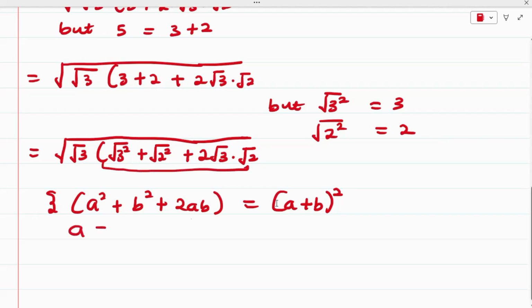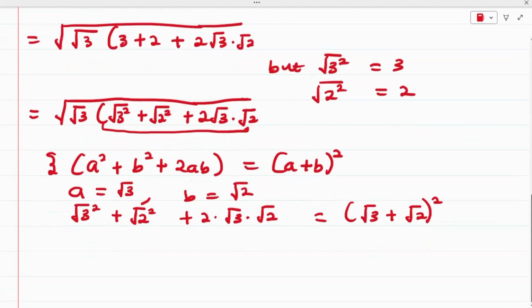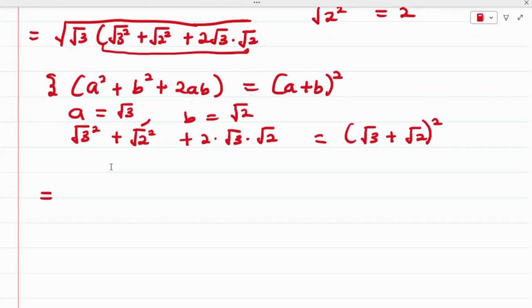That is to say, if a is equal to the square root of 3 and b is equal to the square root of 2, we can have the square root of 3 all squared plus the square root of 2 squared plus 2 multiplied by the square root of 3 multiplied by the square root of 2. So we can have this equal to the square root of 3 plus the square root of 2 all squared. So if we apply this, hence we have the equation to be the square root of the square root of 3 into the square root of 3 plus the square root of 2 all squared.